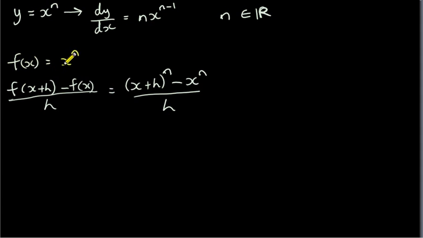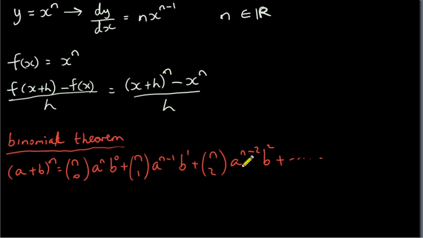f of x equals x to the power of n. And here's Newton's quotient. So f of x plus h is x plus h to the power of n, minus f of x, which is x to the power of n, divided by h. Now I'm going to use the binomial theorem to expand out x plus h to the power of n.